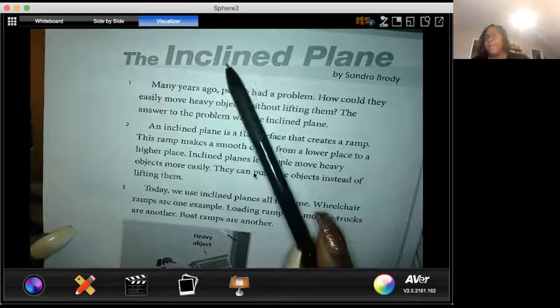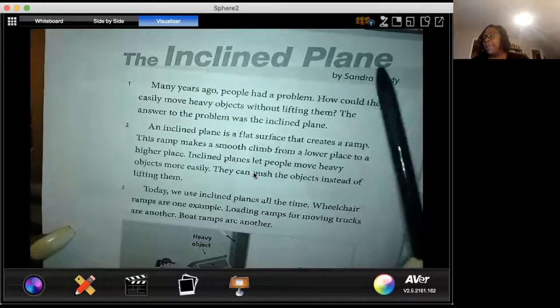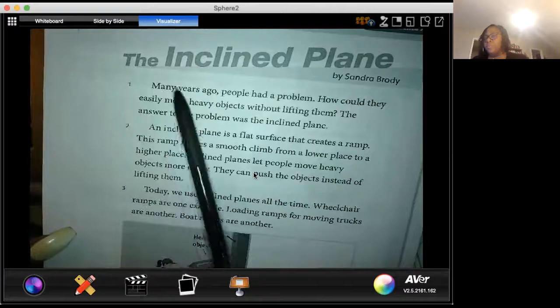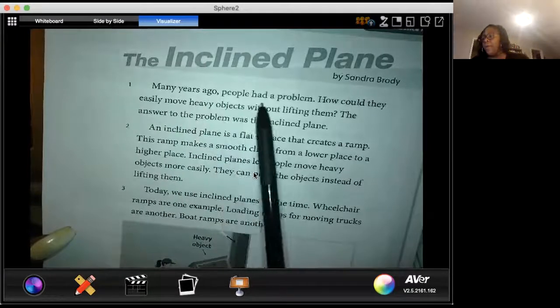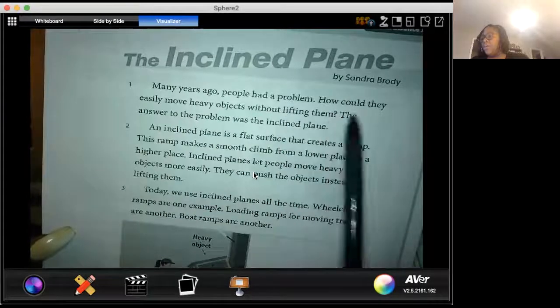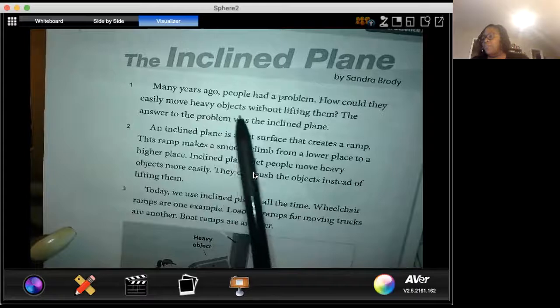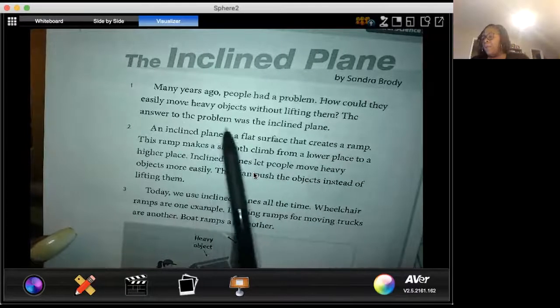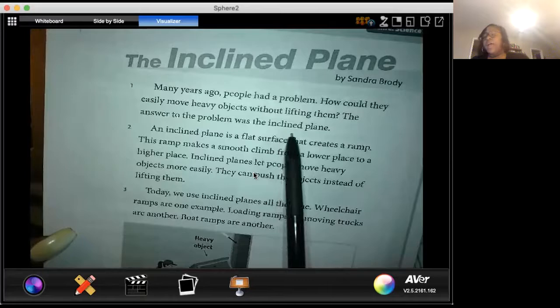The inclined plane. Paragraph 1. Many years ago, people had a problem. How could they easily move heavy objects without lifting them? The answer to the problem was the inclined plane.